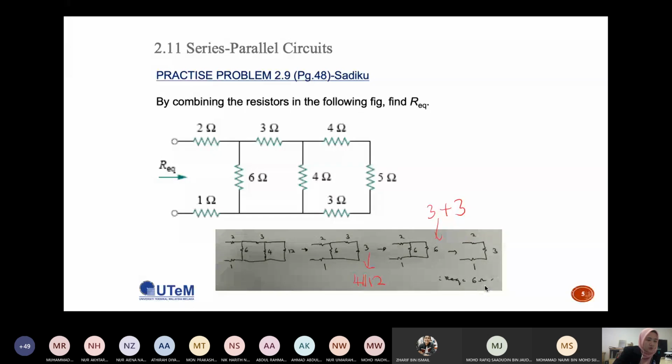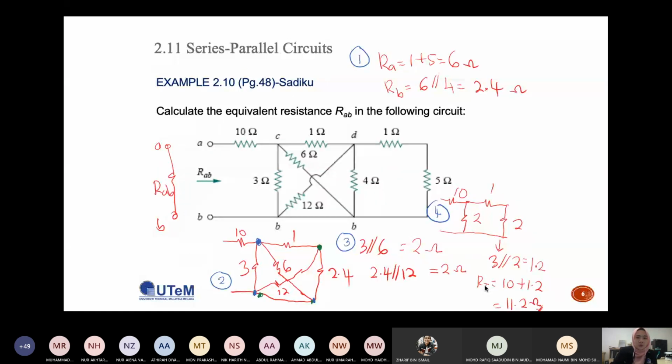And next, let's proceed to example 2.10. So the answer is 6 ohm. Now let's proceed to example 2.10 on page 48. You are given this circuit. Calculate the resistance RAB. RAB is looking from this side. RAB is actually the same as R equivalent, it's just that it is named RAB.